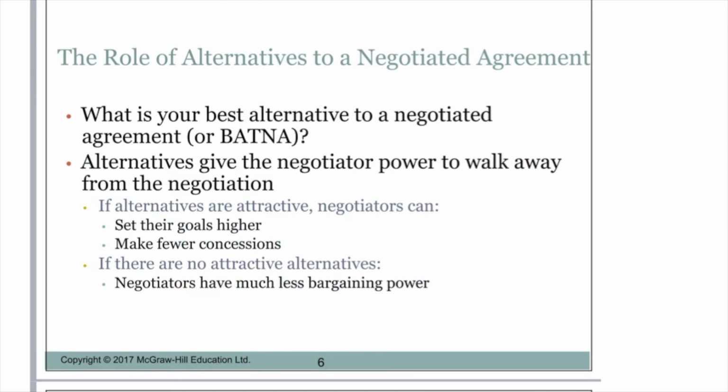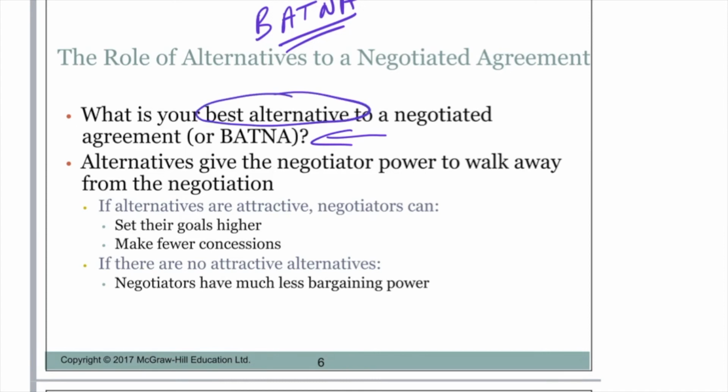And the last thing we're going to have a look at in this video tutorial is what a BATNA is. B-A-T-N-A. Very important principle in negotiation. It's your best alternative to a negotiated agreement. Essentially, this is what you have available to you if the negotiation is not successful. What will you do if you're not able to get what you need from the negotiation?